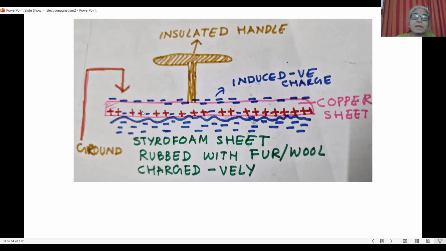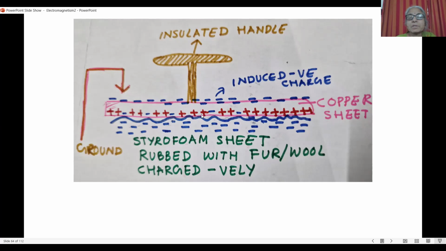So the positive charges are held because of these negative charges. The negative charges are mobile. They're ready to run away. So if you touch it, in this situation, if you touch this top surface, all the negative charge flows off to the ground and this copper sheet becomes positively charged on the whole.